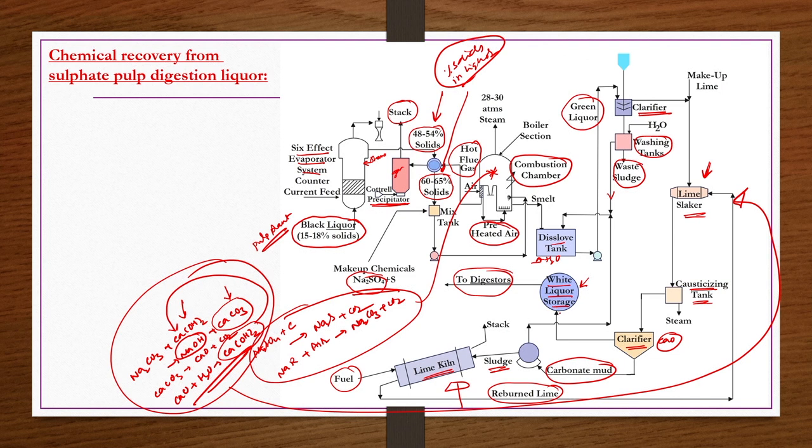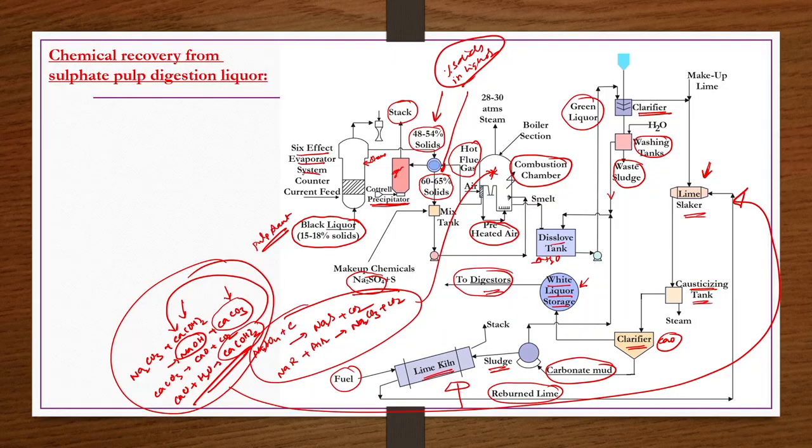The white liquor we are not calling water, but white liquor, because it may have some amount of pulpy materials without any chemicals. Since it has some pulpy materials, it can be taken back to the digester as a recycle process, as we discussed in the previous slide on the digestion of wood by the Kraft process. So this is how chemical recovery is done in the Kraft process.